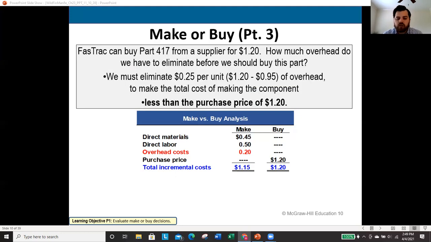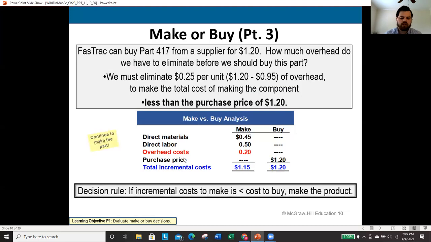Well, if that's the truth, then my incremental cost is only $1.15, which you'll notice is less than the $1.20 to buy the product. So what we'll see then is that if my incremental cost to make, in this case $1.15, is less than the cost to buy, in this case $1.20, then we will continue to make the part, and that is exactly what we see here. So we will continue to produce the part.